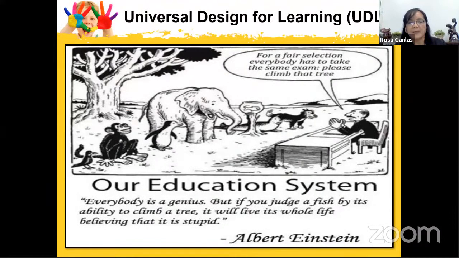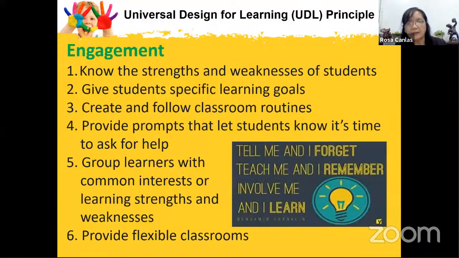He said that everybody is a genius, but if you judge a fish by its ability to climb a tree, it will live its whole life believing that it is stupid. So in this UDL, we have here the engagement. How do we know? What are we going to do with this principle?